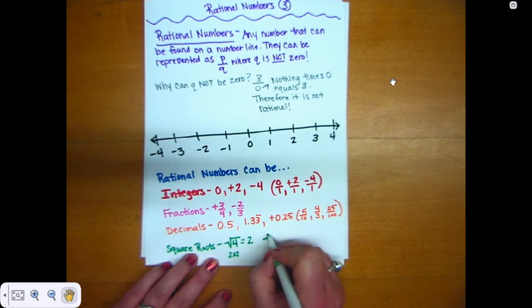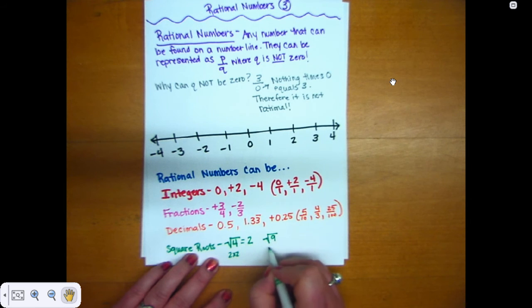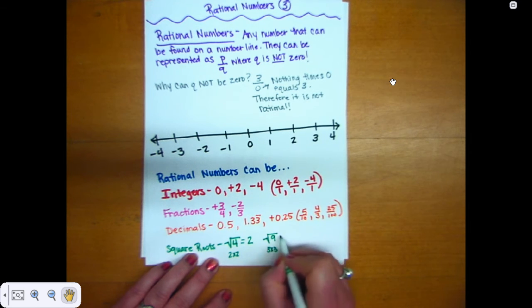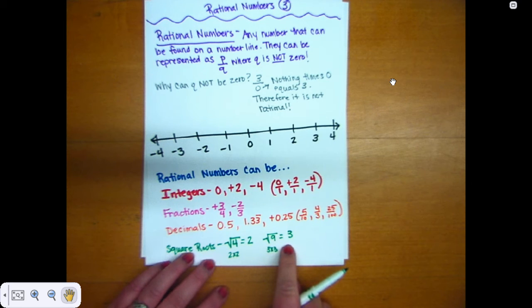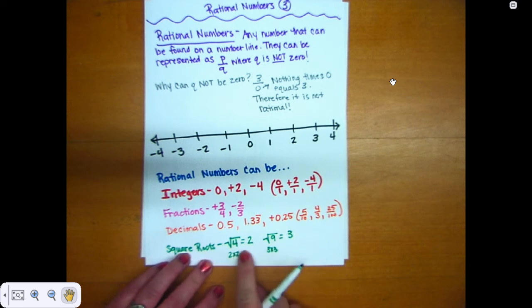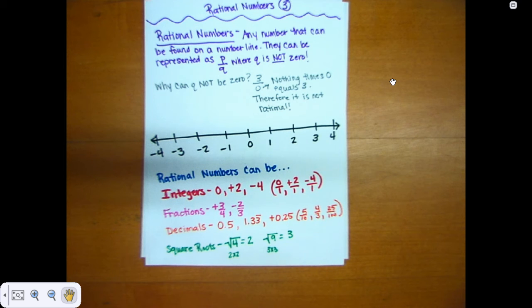And we have like the square root of 9. That would be 3 times 3. So the square root of 9 is 3. And of course, 2 could be written as a fraction as 2 over 1. 3 could be written as a fraction as 3 over 1. So these could all be written as a fraction. And of course, they could be negative also.